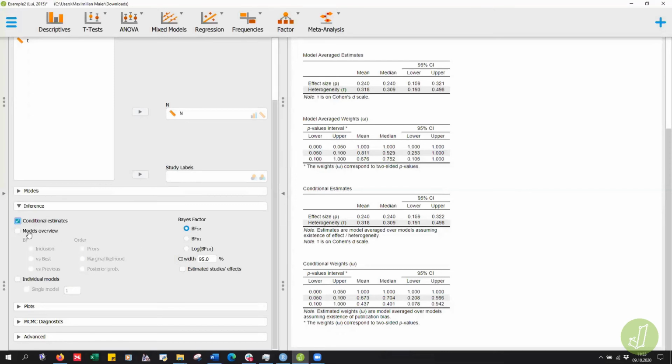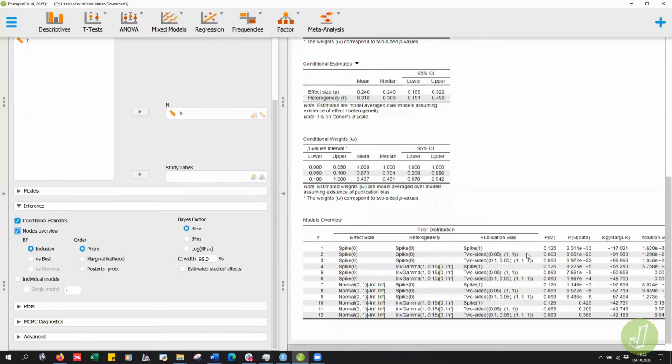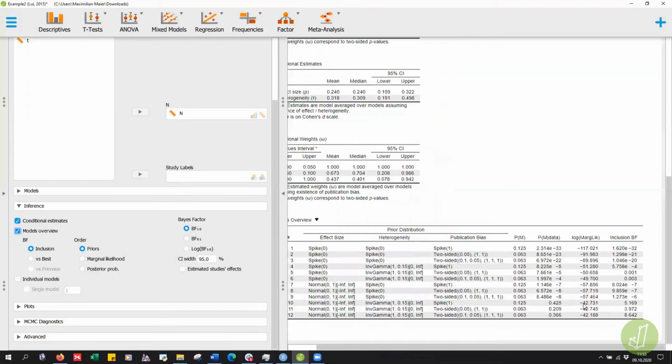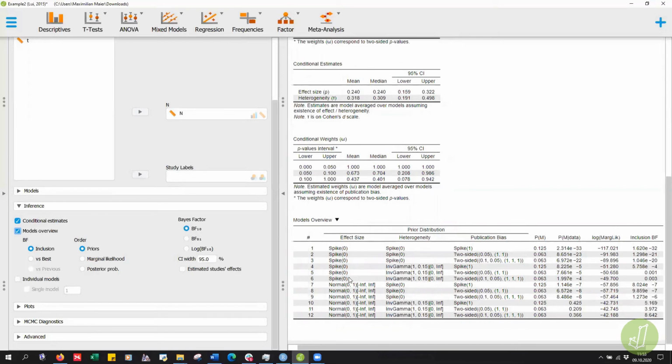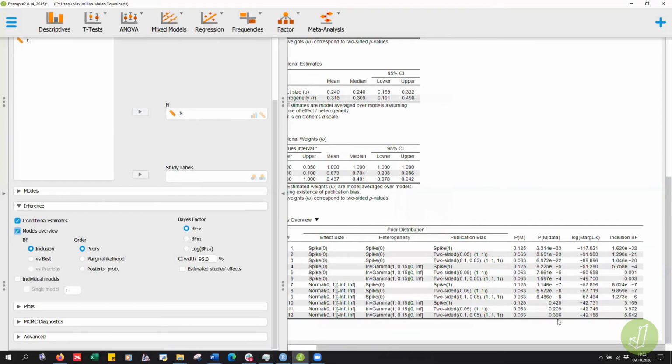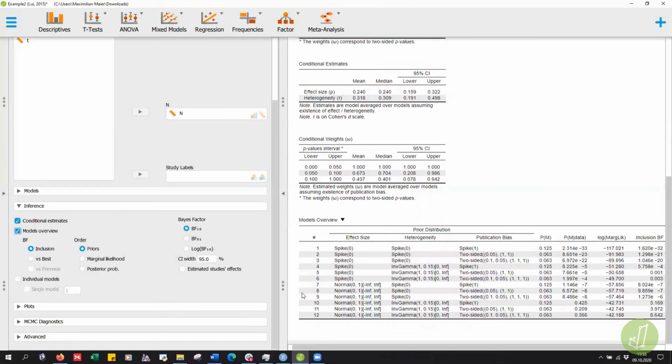Let us now take a look at the Models Overview tab. Here we can see a table which gives the posterior probability and the inclusion Bayes factors for each individual model. So for example, spike 0, spike 0, spike 1 is a model assuming no effect, no heterogeneity, and no publication bias. And in this way, there are 12 different models. You can see the evidence and the posterior probability of each of them. We can also look at individual models. However, this is not always needed after inspecting the models overview.